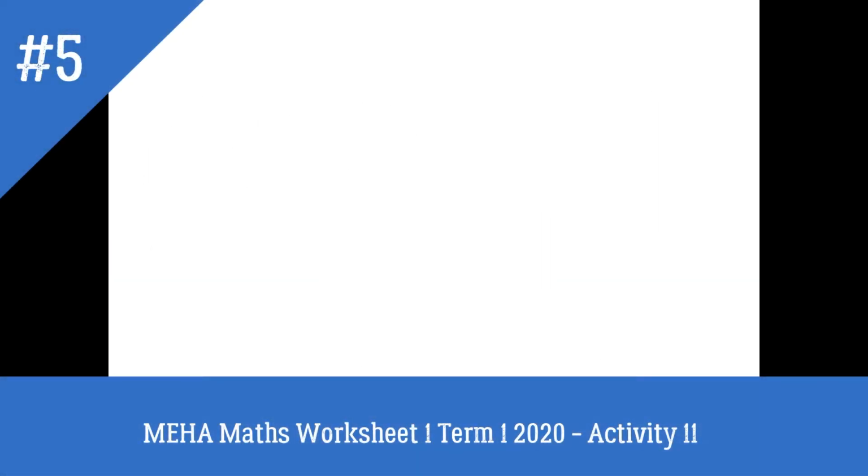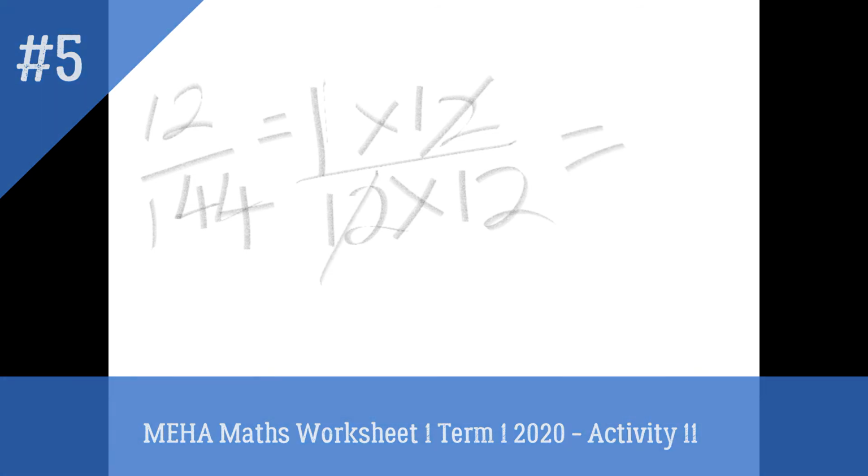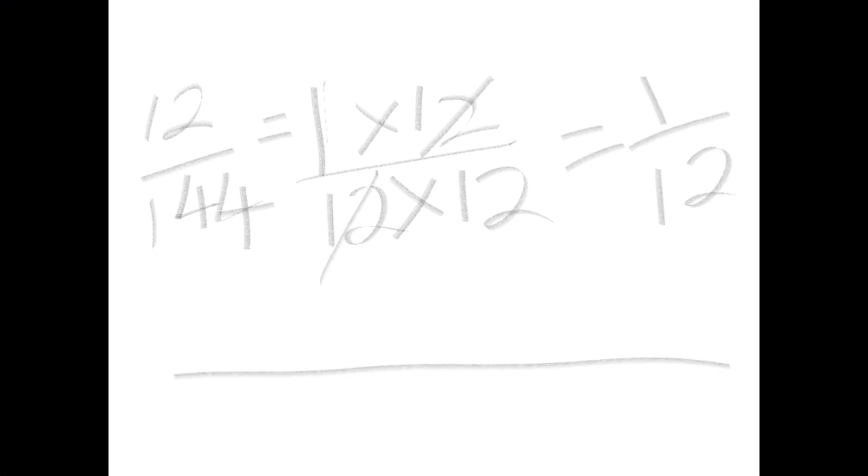Number 5 of activity 11 is 12/144. Now 144 is one of those special numbers you should remember, because in the 12 times table, it is the last number. 12 times 12. So let's put on the top 1 times 12. And on the bottom, 12 times 12. Cross out the top 12, cross out the bottom 12, and 1/12 is remaining. That's your answer.